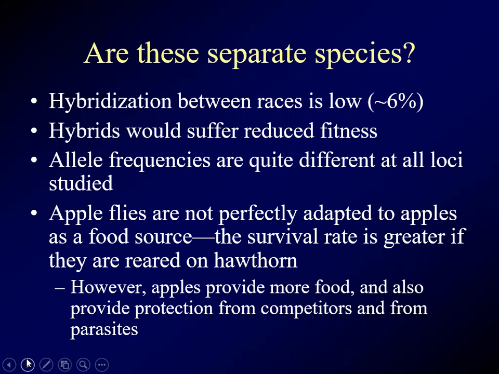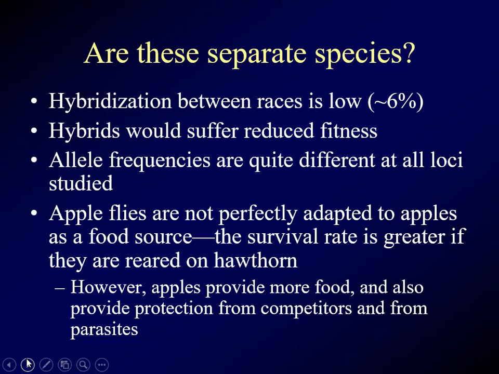We actually know that the apple flies are not perfectly adapted to apple. Because if you take some apple fly larvae and feed them hawthorn, more of them will survive. Hawthorn is better nutritionally. However, apples are a lot bigger. So it's less high quality food, but there's more of it. And that means more protection from competition.